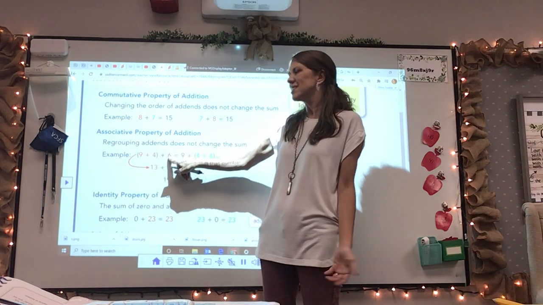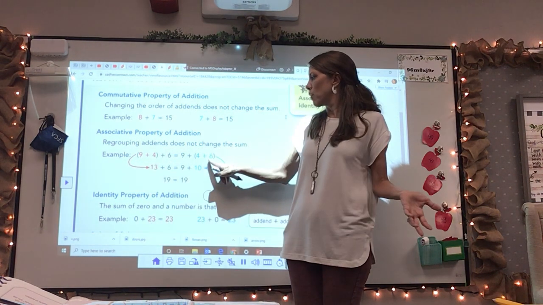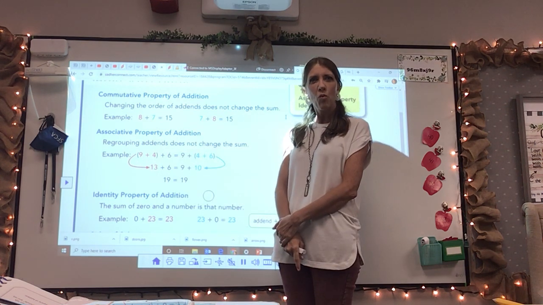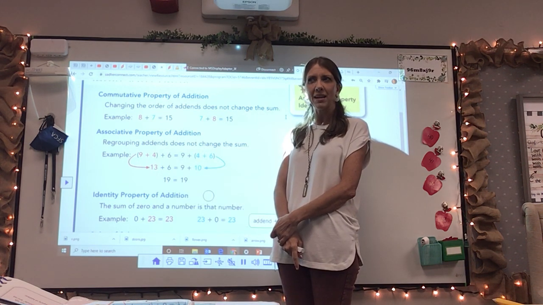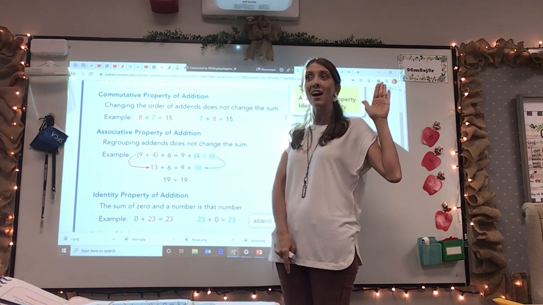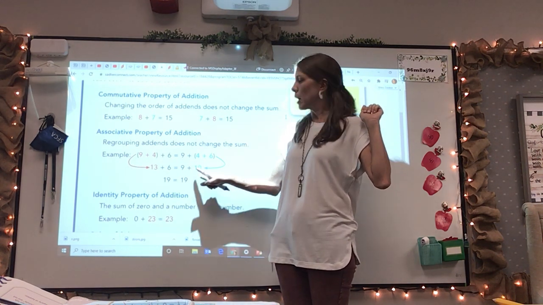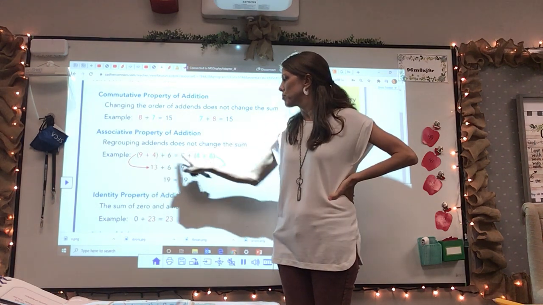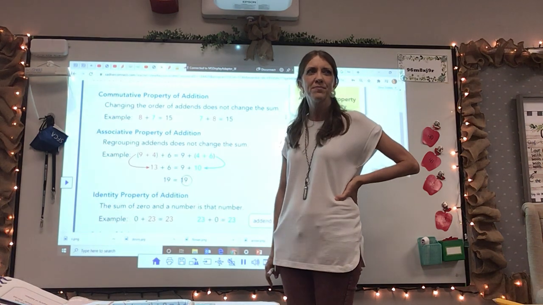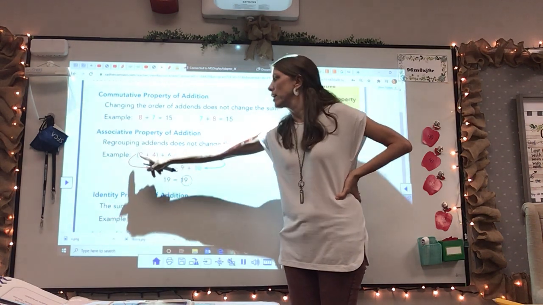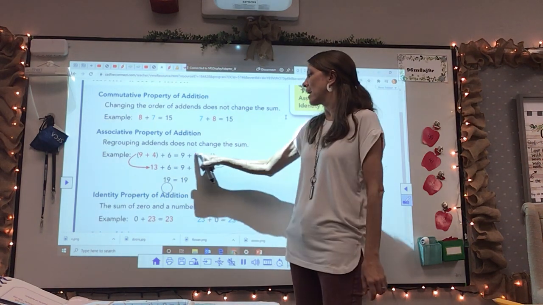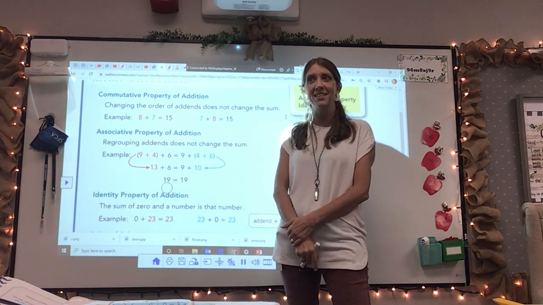Why do you think you would ever want to change the way you group them? 9 plus 4 plus 6, that just works. Why would you ever want to add 4 plus 6 first and then add the 9? Why would you use the associative property? I want everybody to think of that. I only have one person with a thought on that. Look up here and think: why would you want to group the 4 and the 6 first instead of the 9 and the 4? Why wouldn't you just do it in the right order?